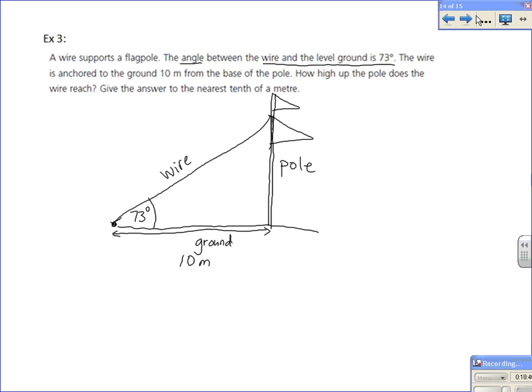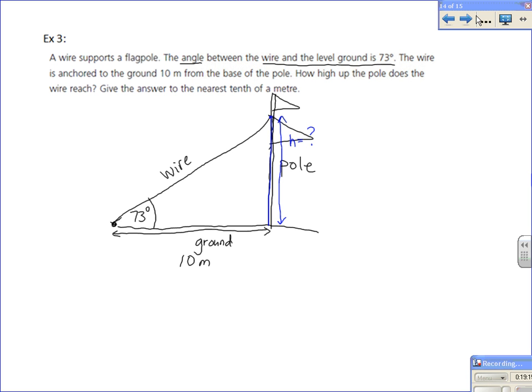So we've drawn ourselves a diagram, and we want to solve for the height of the pole to the top where the wire reaches it. Okay, so it's right here that we're solving for. I would like to know, this is the height, okay, so this is my height. Height is equal to what? Okay, what is the height of the pole where the wire reaches it?